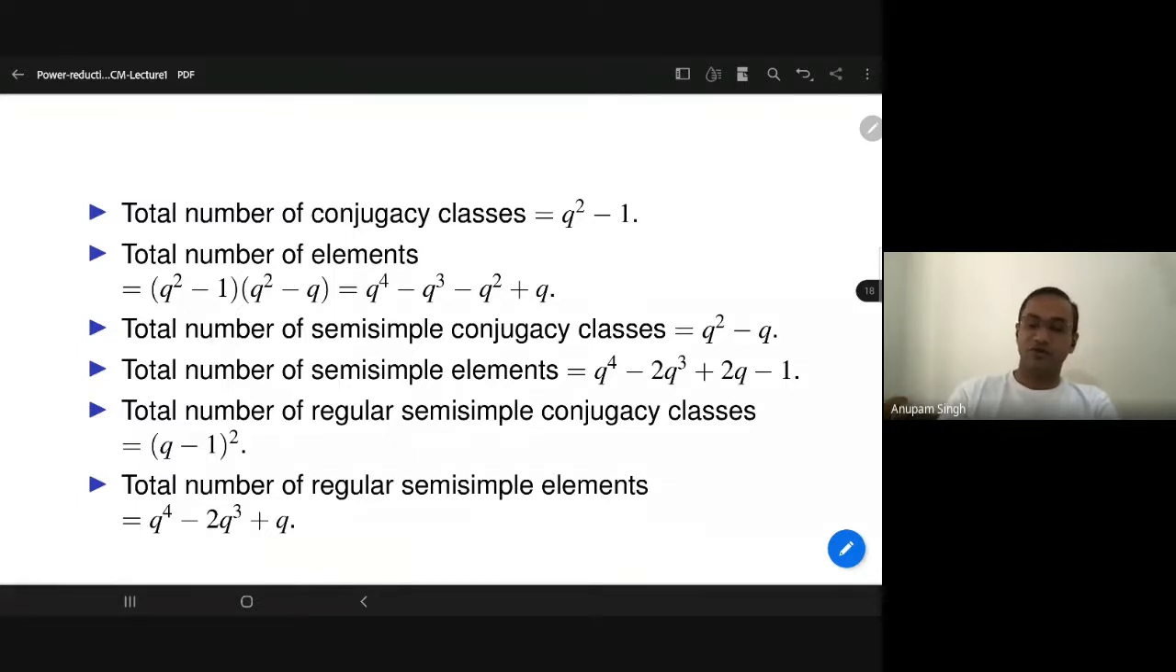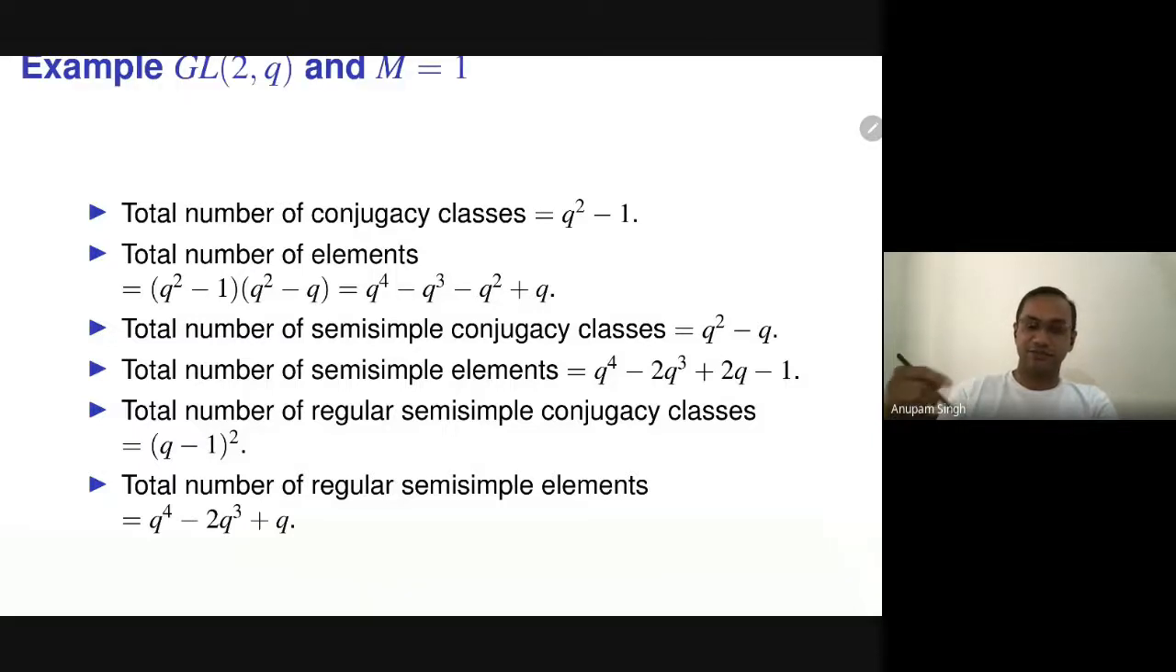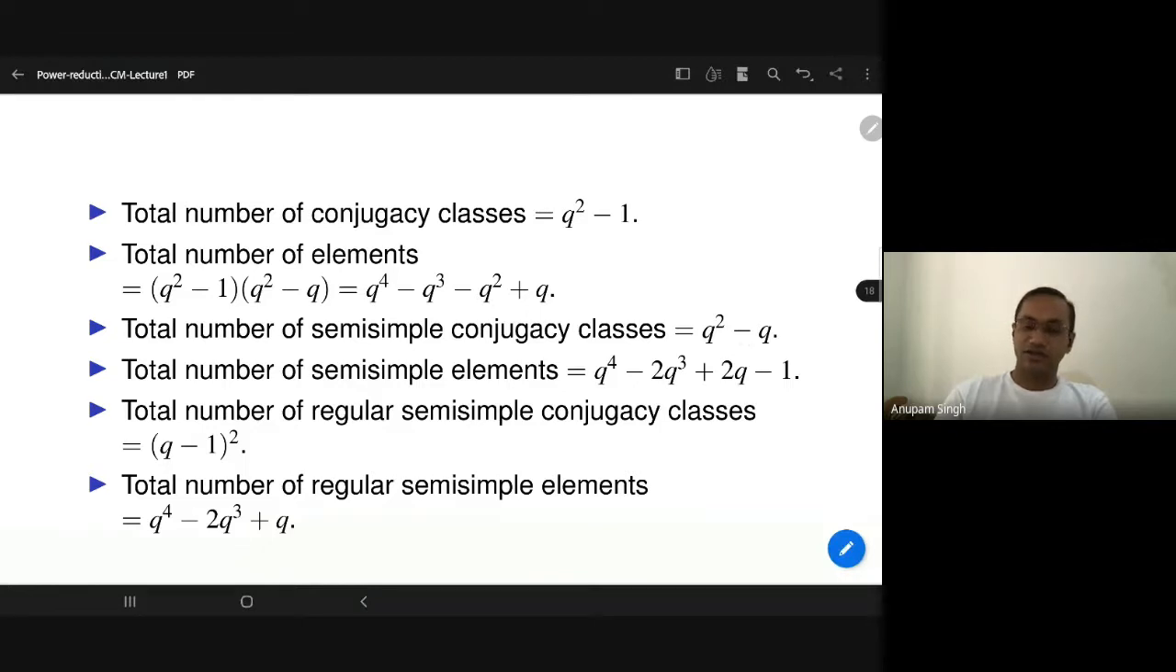Total number of semi-simple conjugacy classes. So the first three classes are semi-simple. You just add them, and you will see that there are q square minus q semi-simple conjugacy classes. If I want to count the semi-simple elements, then I have to multiply each class by the size of the class and then sum it up. Okay. So then you will see that you get q to the power 4 minus 2q cube plus 2q minus 1. And similarly for regular semi-simple, this is the second and third class. That will give you q minus 1 whole square, and the number of regular semi-simple elements will come out to be q to the power 4 minus 2q cube plus q.